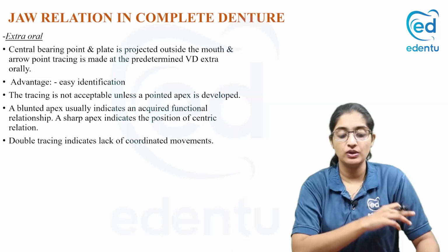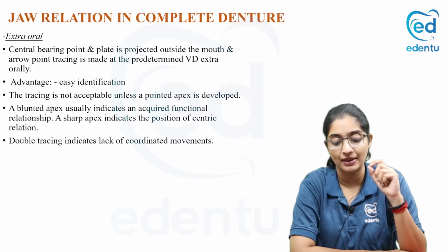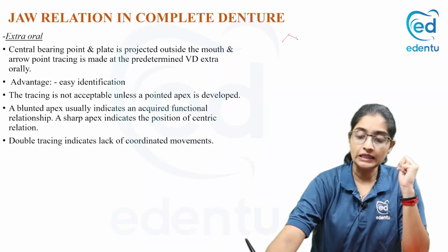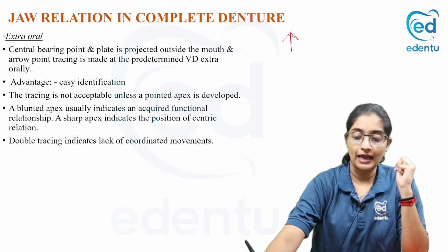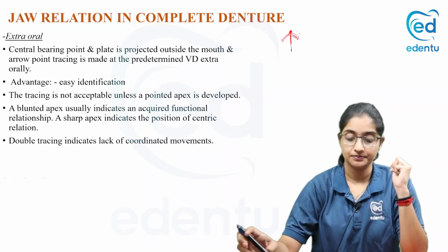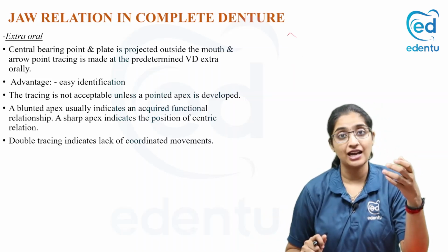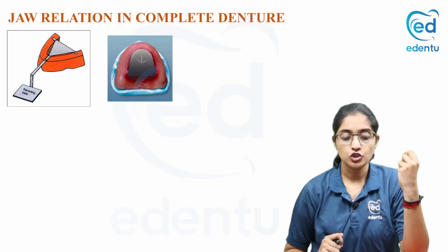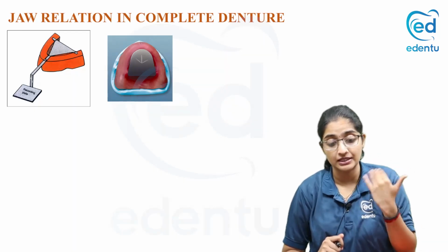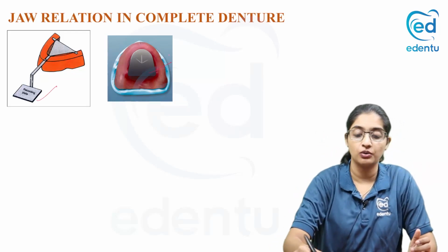A blunt apex will indicate an acquired functional relationship and a sharp apex indicates the position of the centric relationship. So, in this arrow, this is your centric relation and this is the right lateral and left lateral. Okay. Double tracing, if it is present, indicates lack of coordinated movements. So, what you usually do is you train the patient multiple times and then go for your tracing again. This is how an extraoral tracer and an intraoral tracer will look like.